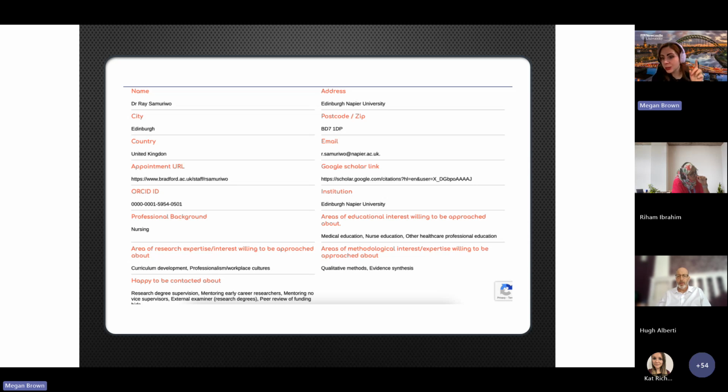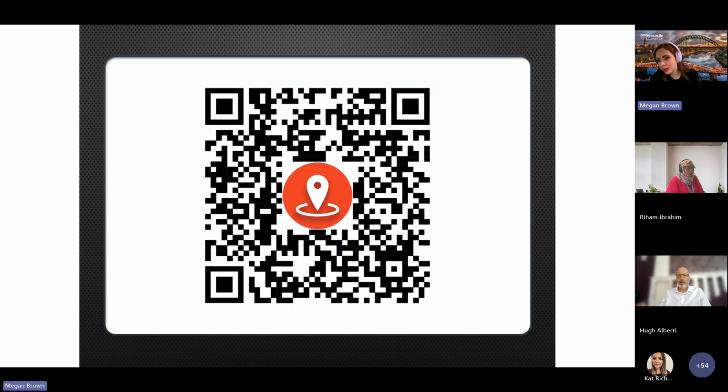The other thing to say is that if you want to be added to this directory, just let the incubator know by email and you can yourself be put on this map. This is the QR code to the directory. You can also just find it directly through the clinical education incubator website. It's there as a tab at the top of the website.